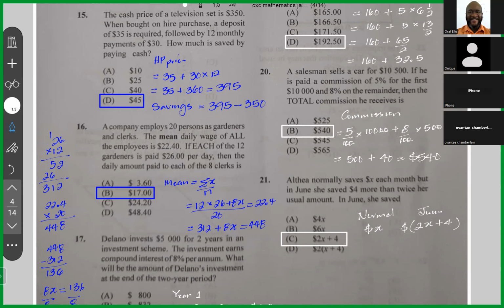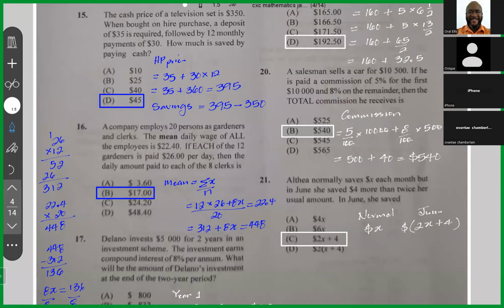So he's going to get 5% of the 10,000 and 8% of the remaining what? 500. You work out that 5% of 10,000 is 500, 8% of 500 is 40. In total, his commission is what? 540.